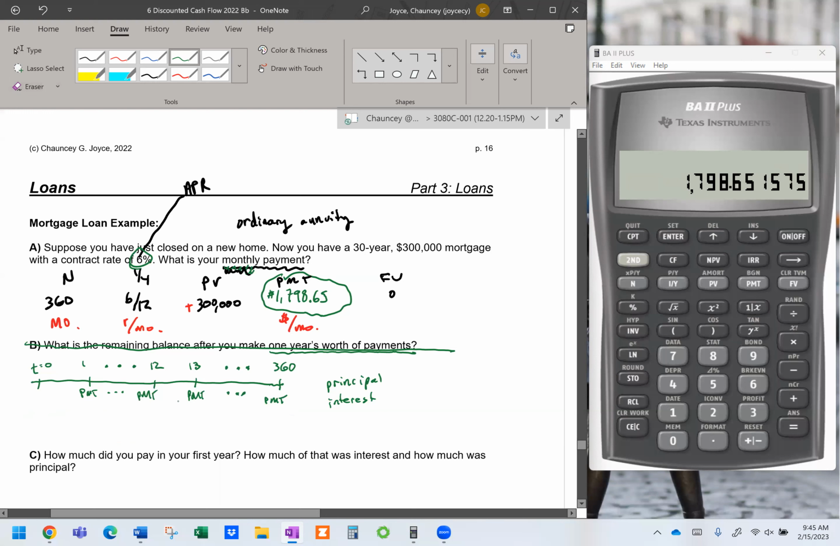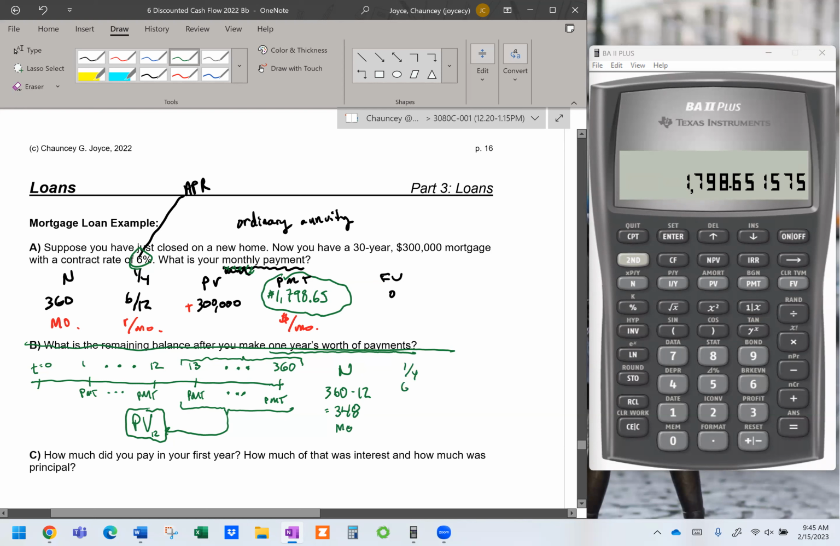So if we take the remaining 348 payments, there's 348 here, and we compute their present value at time 12, that's the balance we still owe. We call that principal. That's what we still owe on the loan. So all the variables can stay the same except for time. Now we take 360 minus the 12 payments we've already made. That's equal to 348 months remaining.